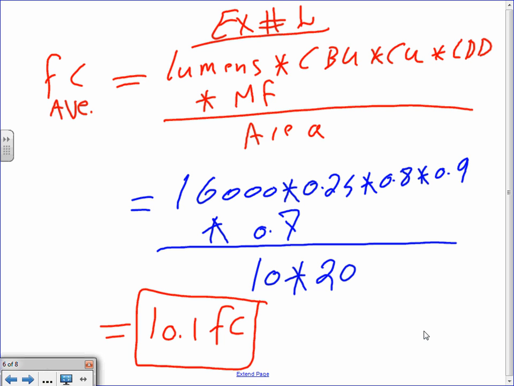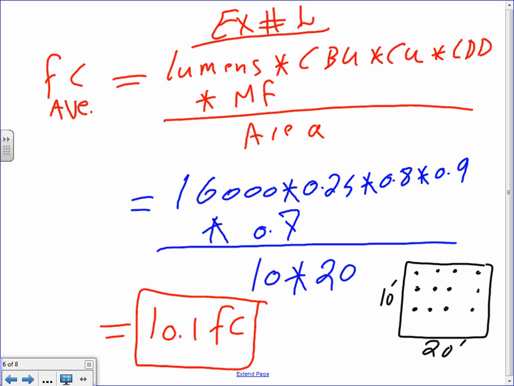That's a billboard. Here's the billboard that we're trying to light. Here's my 10 by 20 feet. And I need to find the average, and there will be lights, guys, all over this billboard. And I need to find the average, right? That's what we're doing. We're finding the average. Piece of cake. Any comments, any questions?